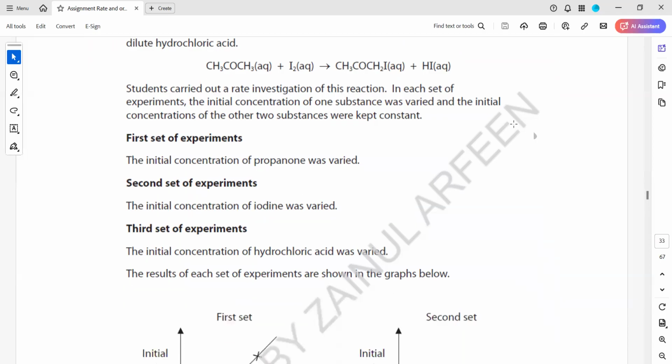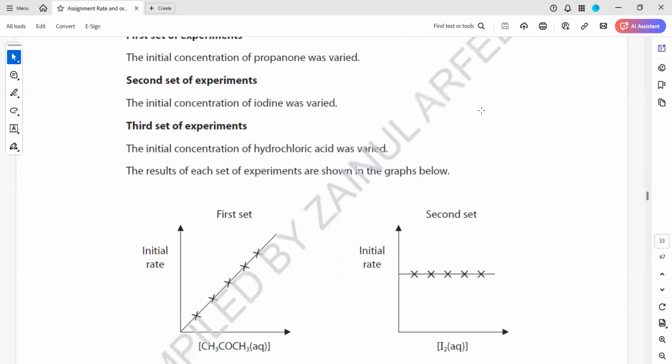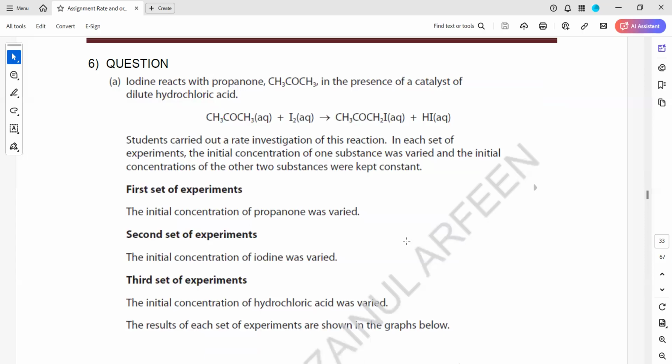In the first set, the initial concentration of propanone was varied. In the second set, the initial concentration of iodine was varied. And in the third set, the initial concentration of hydrochloric acid was varied. Even though it is mentioned as a catalyst, the student is investigating in the presence of the catalyst, dilute hydrochloric acid. So hydrochloric acid is actually a catalyst, and its presence also affects the rate of reaction. It is also in the rate determining step, because the amount of catalyst can alter the rate of reaction.